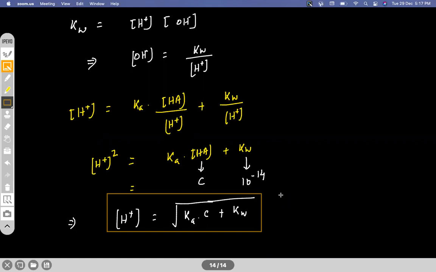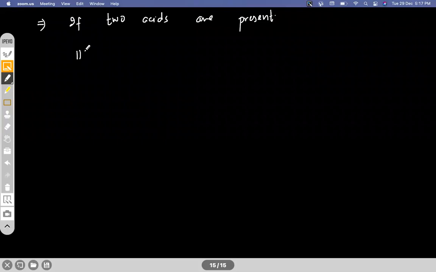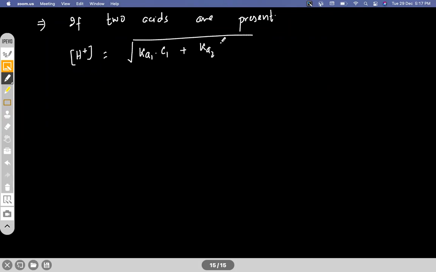Okay. Now we have only one acid in water in this case. You can also have more than one acid, multiple acids present. Suppose two acids are present in the solution, then the formula is exactly similar. H plus concentration would be root under of the first acid Ka1 into concentration C1, plus for the second one, Ka2 C2, and Kw. If you have three, then one more component of this we'll have over there. Nothing much.